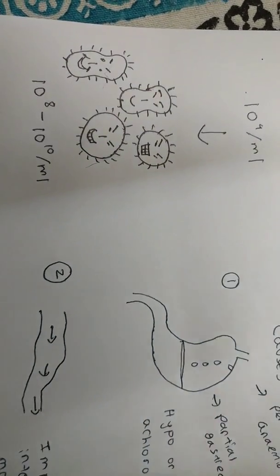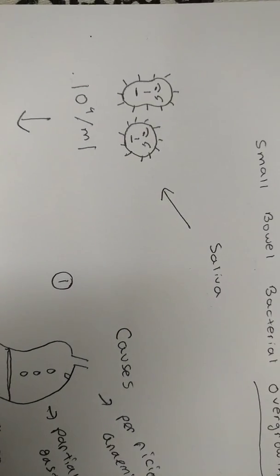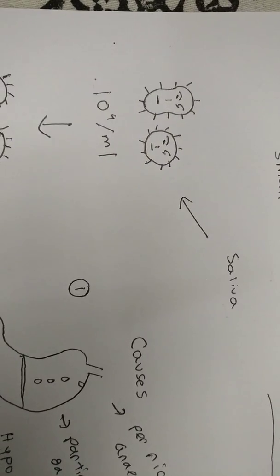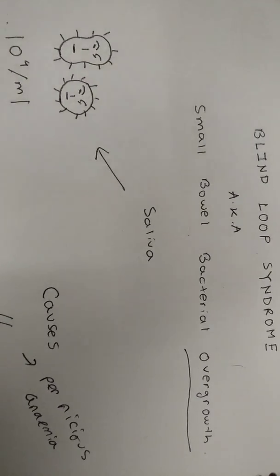Now, what could be the causes behind this? You should know that this is the normal physiology, the presence of the colonic bacteria. When this physiology is disturbed due to any cause, this will cause blind loop syndrome, right? So let's take a look at the causes.